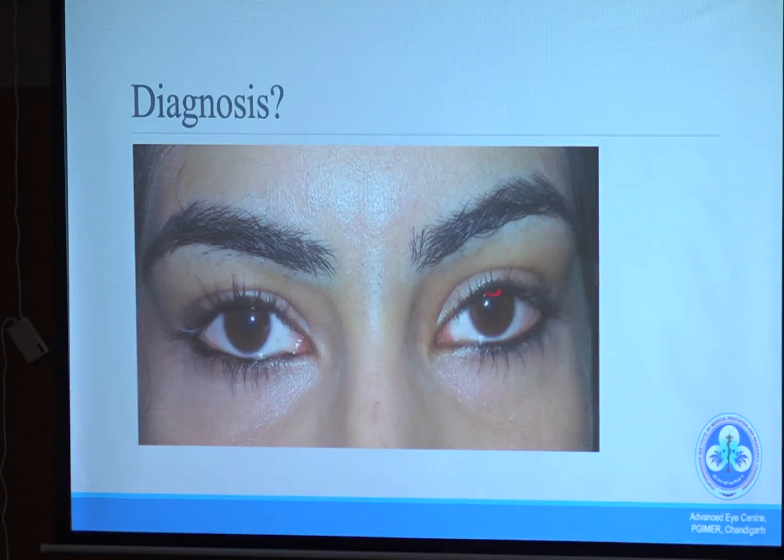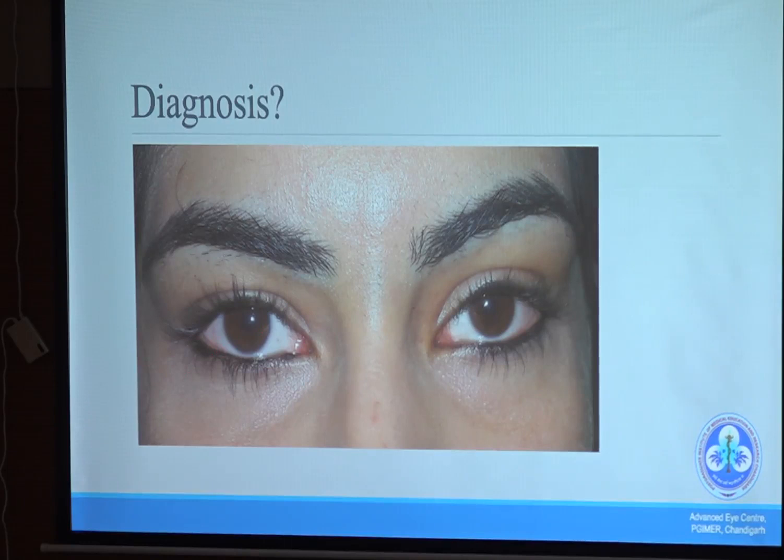Now for example this one, if you can just tell me what do you think this patient has? You don't have time, so just shout it out. What do you think this patient has? So you look at the reflex, you think that reflex is nasal. So you think that the patient is having exotropia, but in fact this is not. This is an orthotropic patient. Normal reflex will also fall on the inferior and nasal pupillary margin.